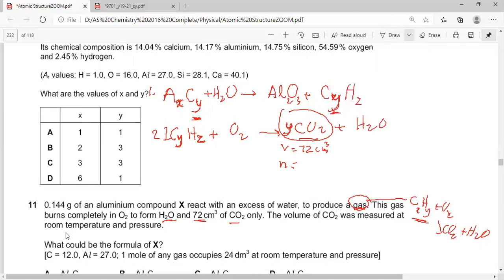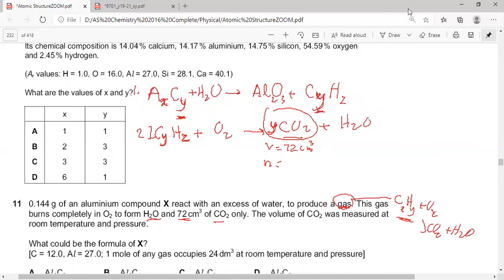Okay, which means what? RTP. For RTP, 1 mole of any gas occupies 24 dm³, so 72 divided by 24000. Now it will give me, as I've done already here, just so I don't make any more stupid mistake, 3 times 10 to the power of minus 3 moles.